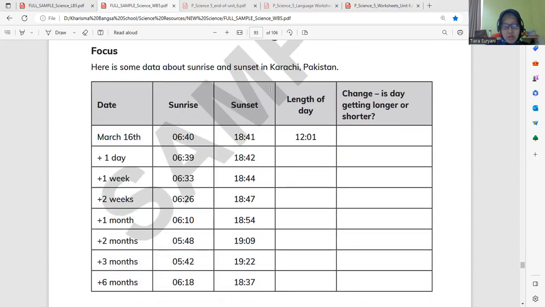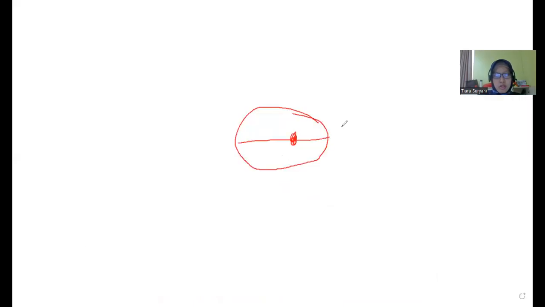I think I already told you how to calculate, but some of you are still confused. So let me explain again through the whiteboard. The first, March 16, the sunrise is at 6:40 and the sunset at 18:41. So the length of day is 12 hours and 1 minute. But what about plus 1 day? The sunset time is 18:42 and the sunrise time is 6:39.